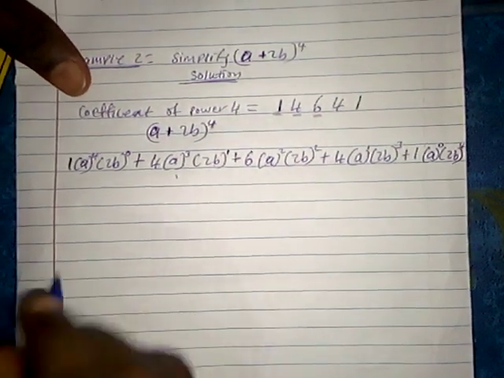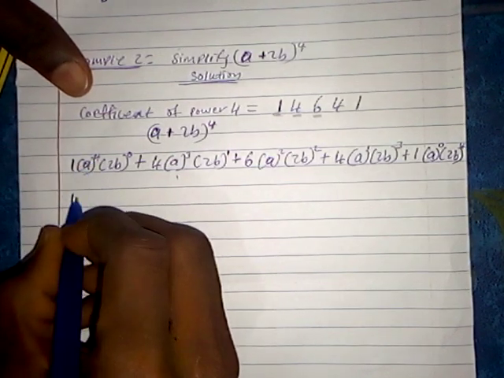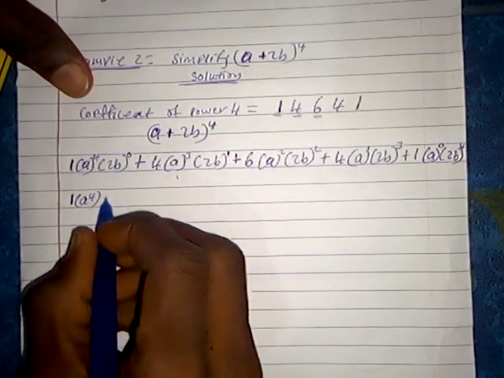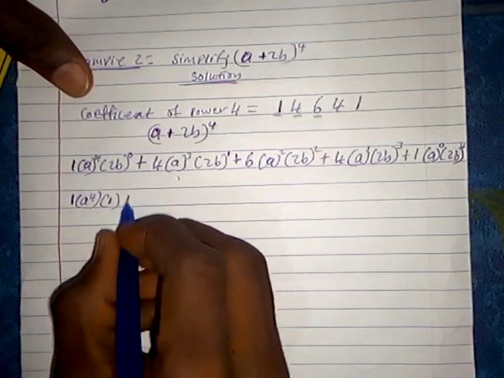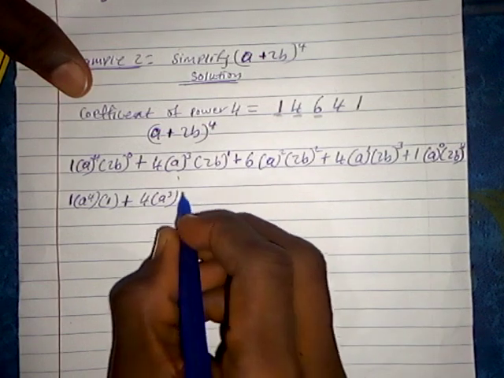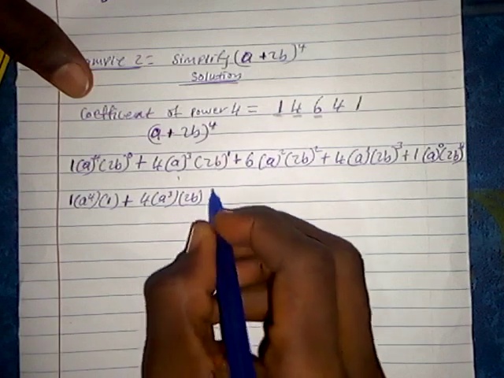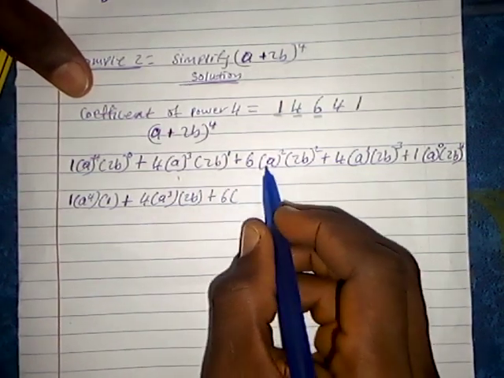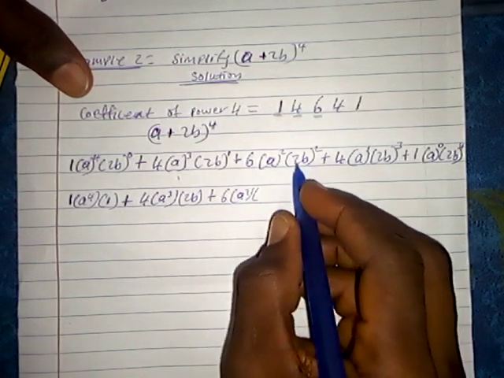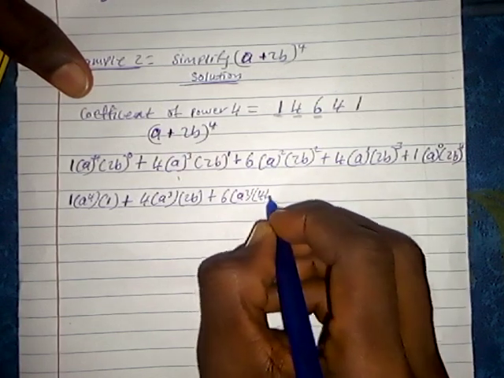What's next? We go 1, a raised to the power 4 is just a to the fourth, right? 2b raised to the power 0 is just 1. A number raised to the power 0 is 1. Plus 4. A cube, bracket, 2b raised to the power 1 is just 2b. You see? Plus 6. A square, and 2b raised to the power 2 is just 4b square.